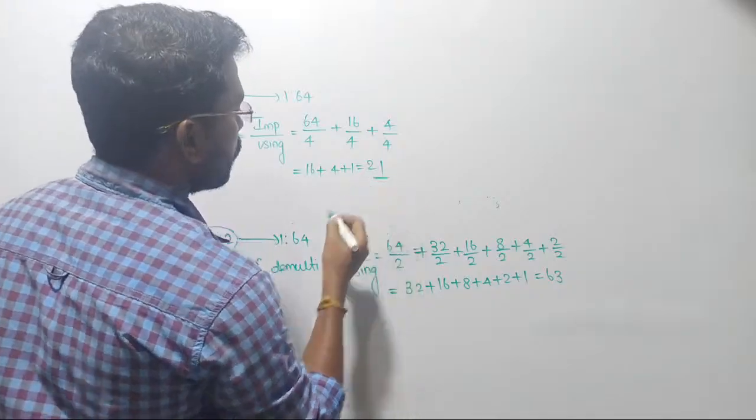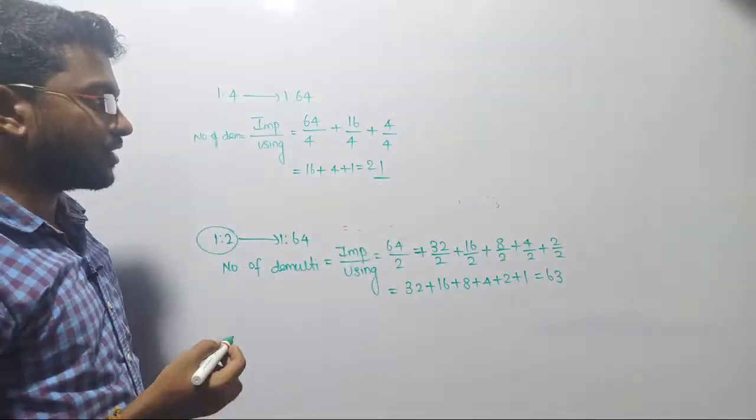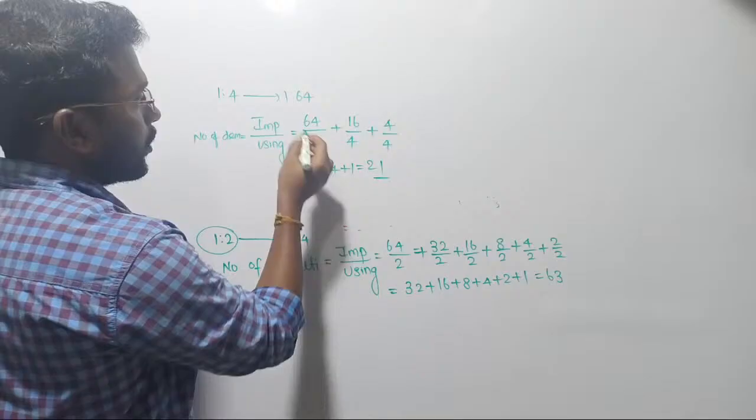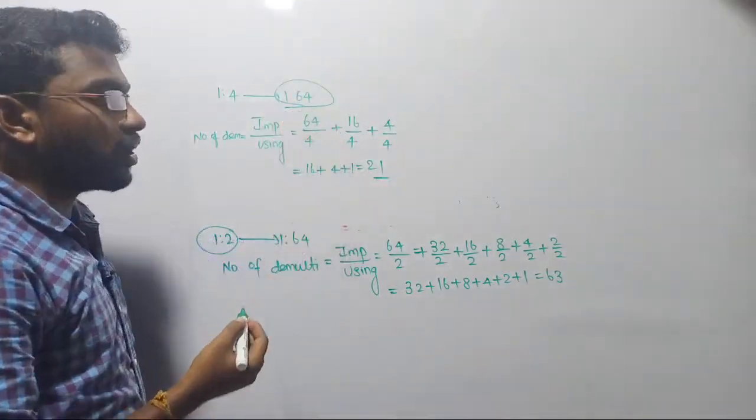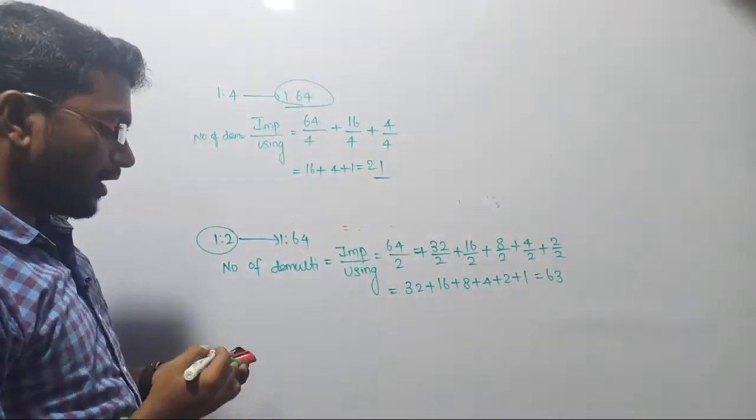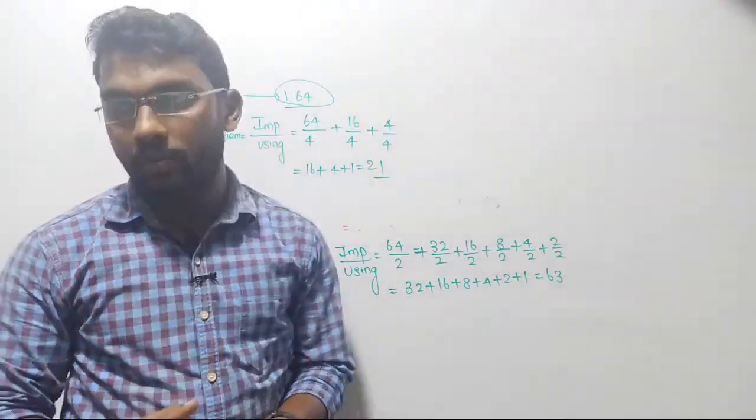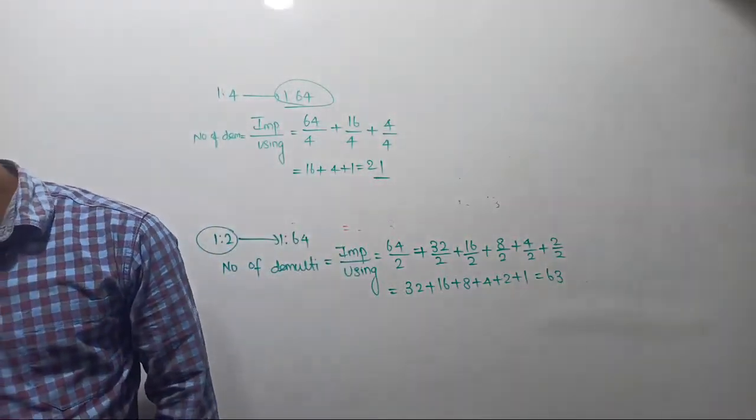So 21. 1 cross 4 demultiplexers are required in order to implement a 1 cross 64 demultiplexer. I hope things are very clear to you all. So this is all about demultiplexer.